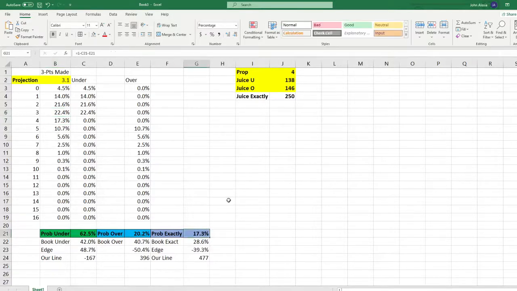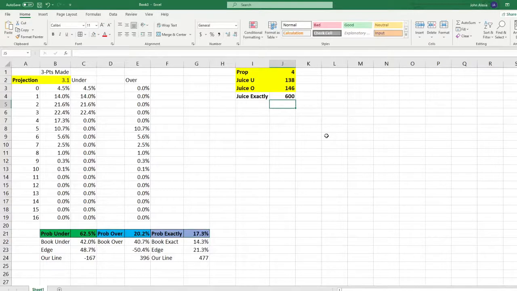But I do have it down here in a formula, so this way we can compare it easily to what the book has. Now, let's assume that there was a prop out there for Tatum to hit exactly 4 three-pointers tonight, and the book was paying plus 350. Well, we would look at what the book is expecting on probability of 22.2%. Our probability is 17.3%. Again, not a good bet. Now let's assume we found this same bet at plus 600 somewhere.